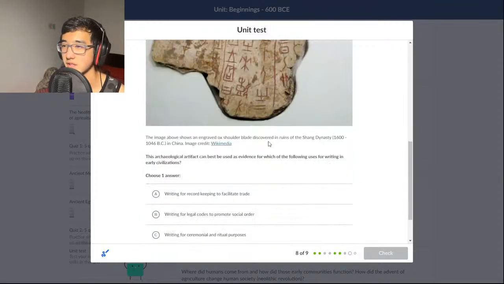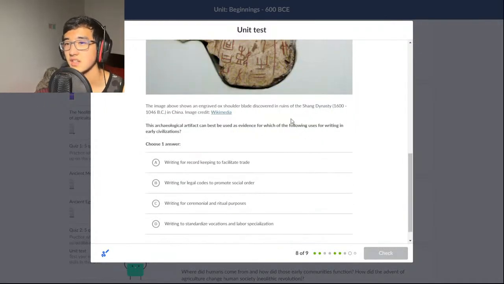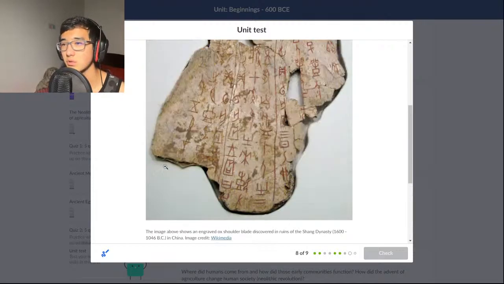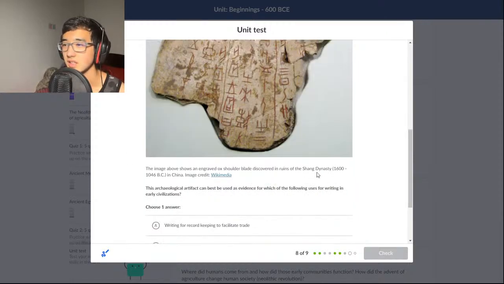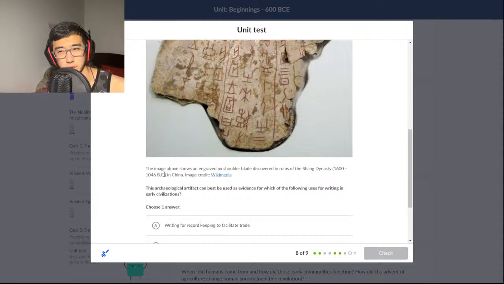Okay, a bunch of hieroglyphics. Oh, this is Shang Dynasty. Shang Dynasty. I will shank my enemies. The image above shows an engraved ox shoulder blade. Okay, this could be those oracle bones thing. 1600 BC. Okay. So also BCE, I think, in China, because before Christ. This archaeological artifact can be best used as evidence for which of the following features of writing in early civilizations?